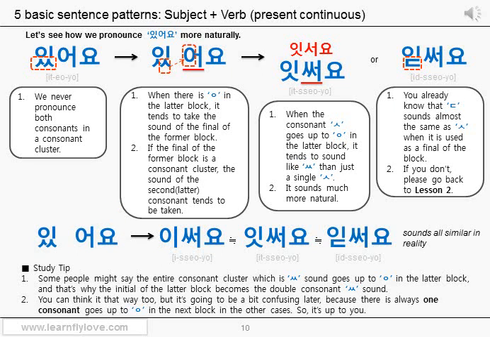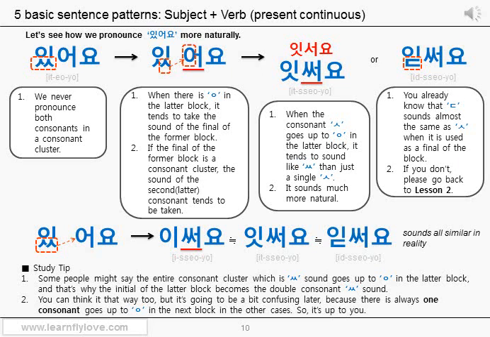This is another way to put this. Some might say that the entire final double consonant, which has s sound, originally goes up to ing, which is the rounded empty consonant in the letter block. And that's why the initial of the letter block becomes the double consonant s sound. You can think of it in that way too, but it's going to be a bit confusing later because it is always the one consonant goes up to iung in the next block in most of the cases. So it's up to you.